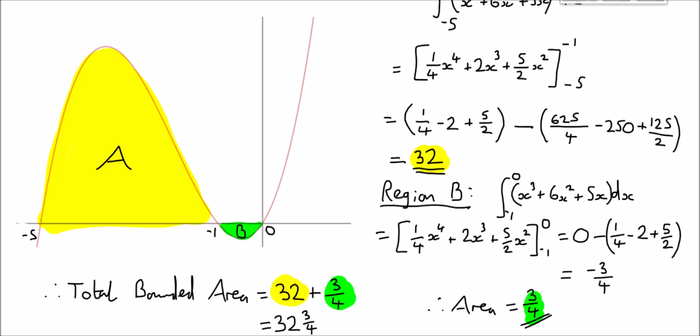And that's our final answer. 32 and 3/4 is the total bounded area.